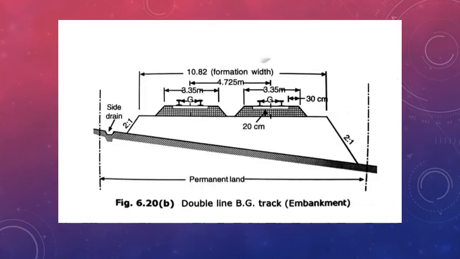And in this figure you can see a double line broad gauge track in an embankment. So there will be two tracks, the first one and this is the second one, and the components are the same. There will be a sleeper, a ballast level and an embankment below the ballast level.